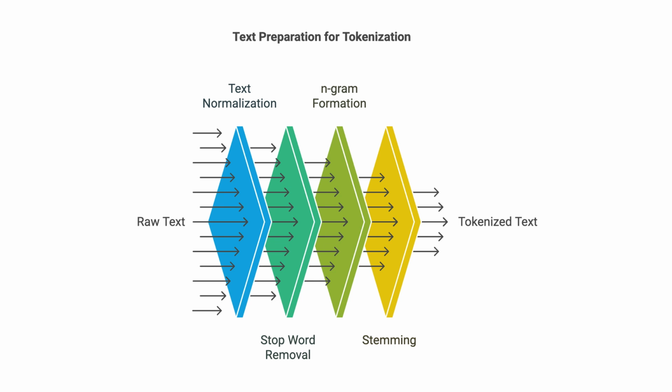In essence, text preparation for tokenization is the critical groundwork for unlocking insights from language data. By systematically cleaning, standardizing, and structuring raw text through normalization, stop-word removal, n-gram formation, and stemming, we create tokenized text, the refined input that empowers sophisticated natural language processing and text analytics models to function effectively.